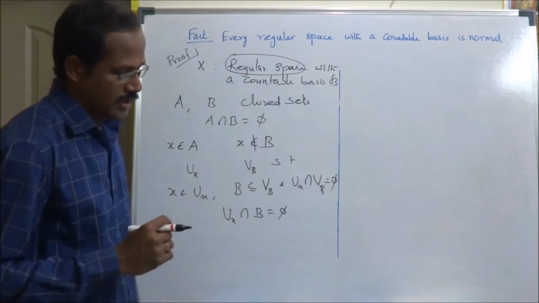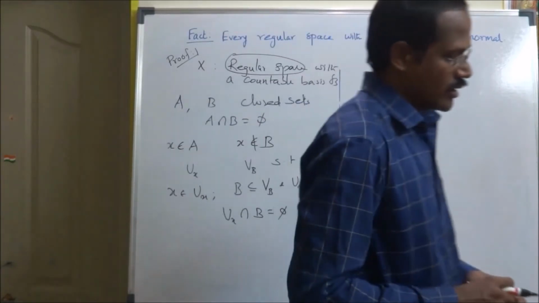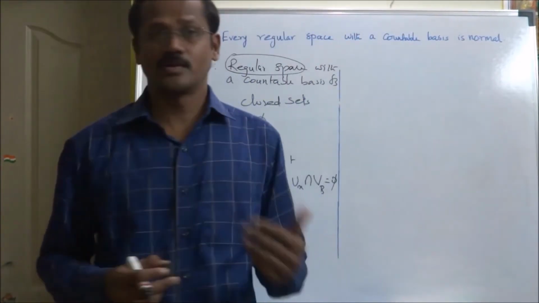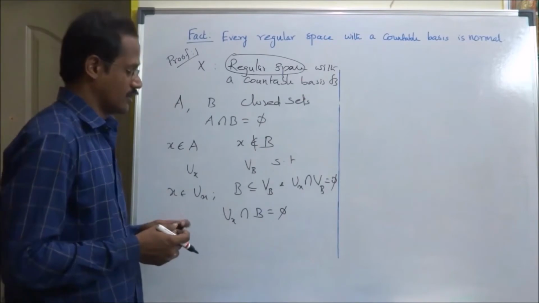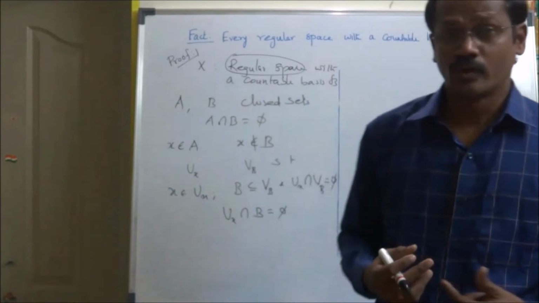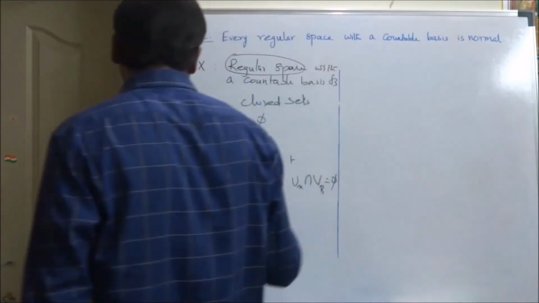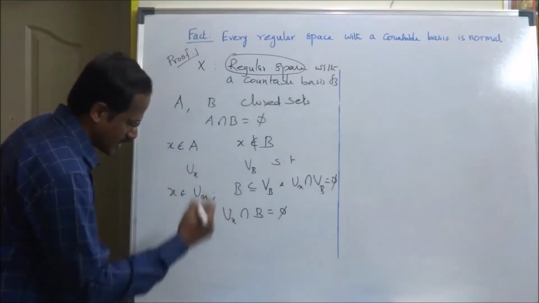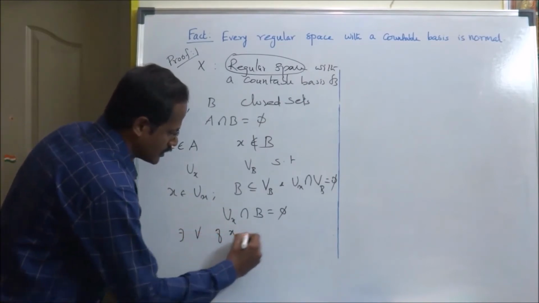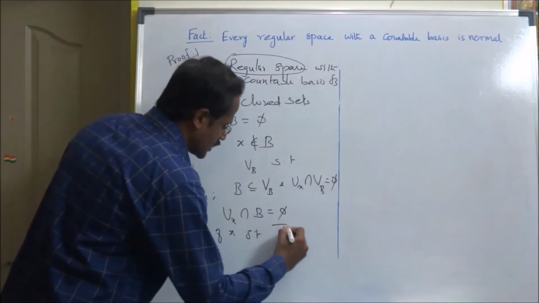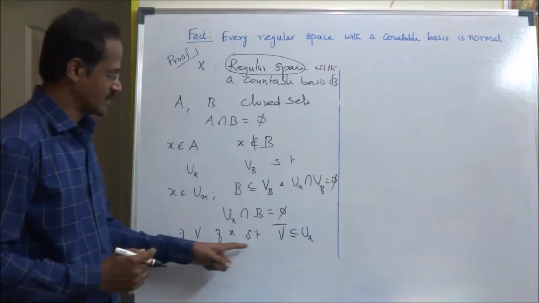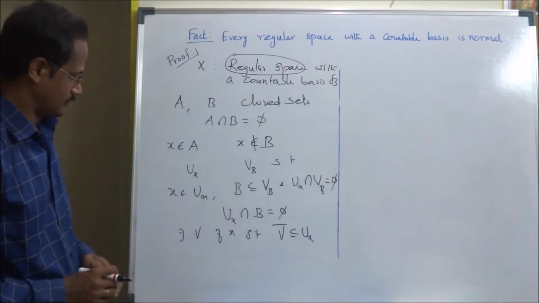Now recall the result which characterizes the regular space. A T1 space is regular if and only if for each point x and a neighborhood of x, there is another neighborhood V such that its closure is contained in the given neighborhood. So by the characterization theorem, there is a neighborhood V of x such that V closure is contained in Ux.